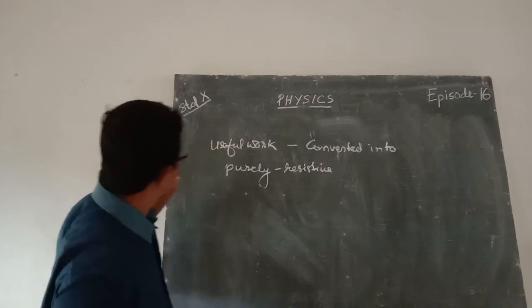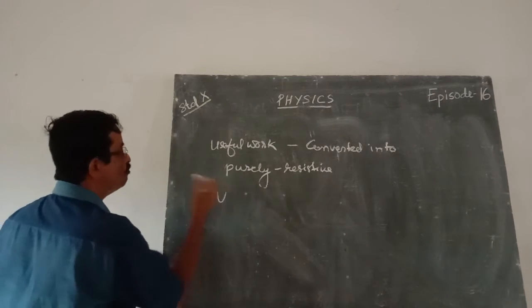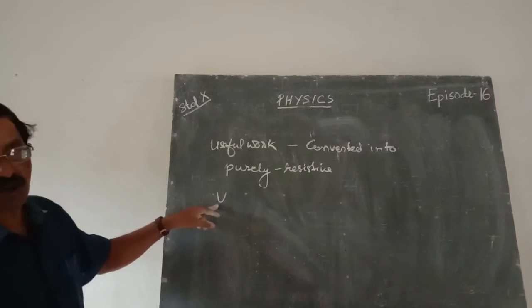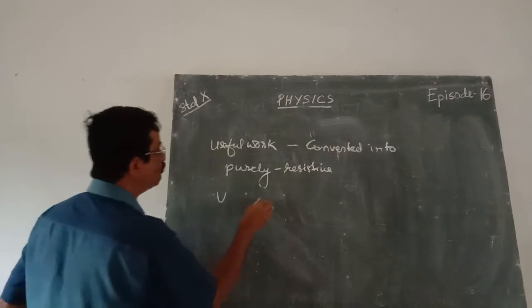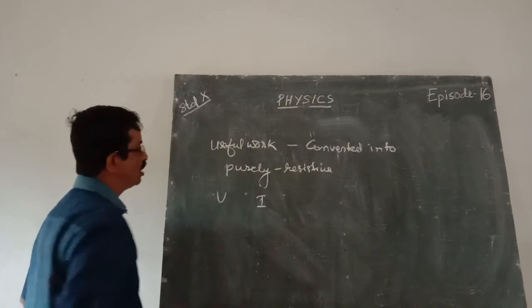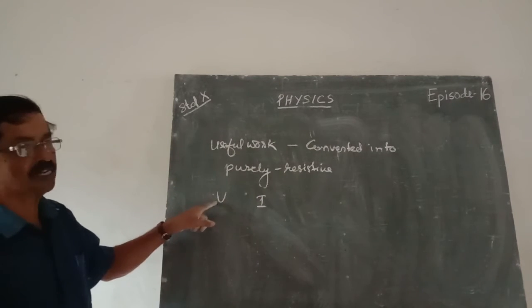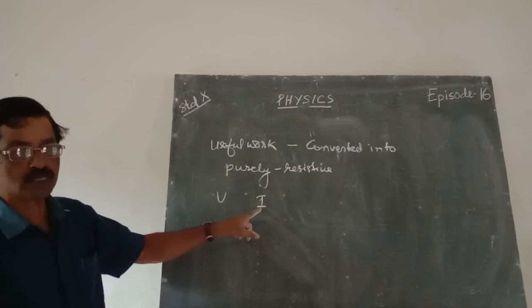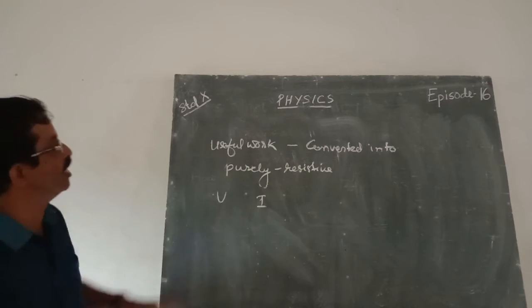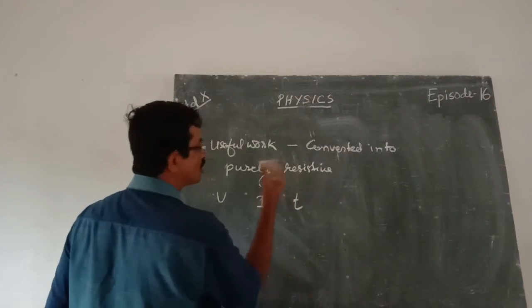Now see, under a potential difference of V volt, a current of I flows through the circuit in a time t.